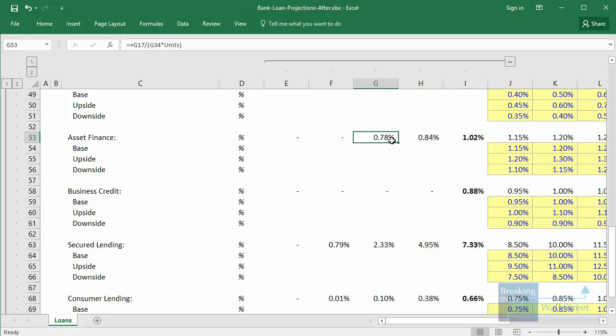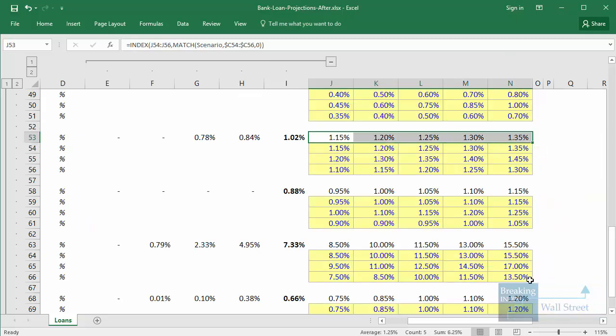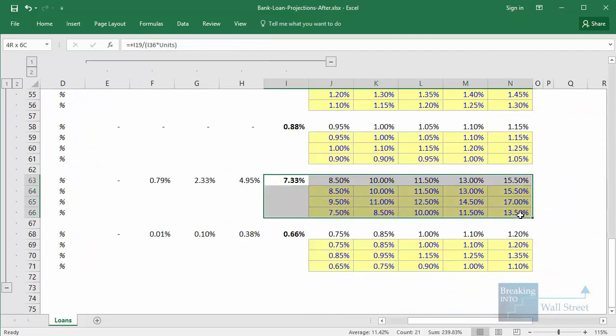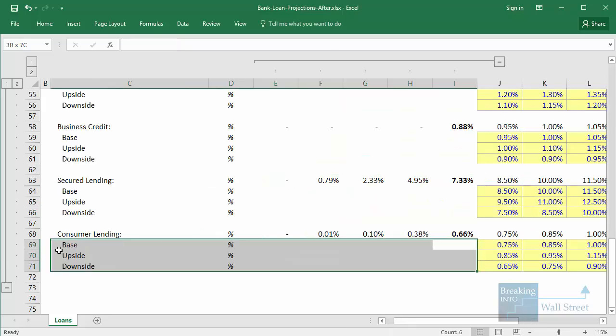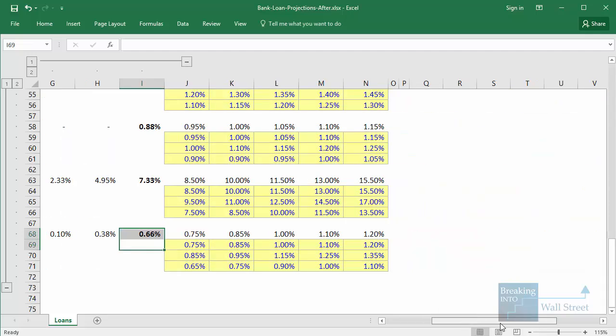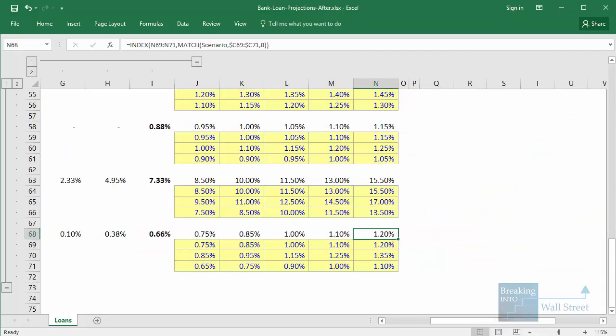Asset finance goes from 0.78% to 1.02%. We extend it and make it go up to 1.35% over 5 years. And then secured lending, we have it increase from about 7% to 15 or 16%. Consumer lending is at 0.66%, up from 0.01%, and we make it go to 1.2%.